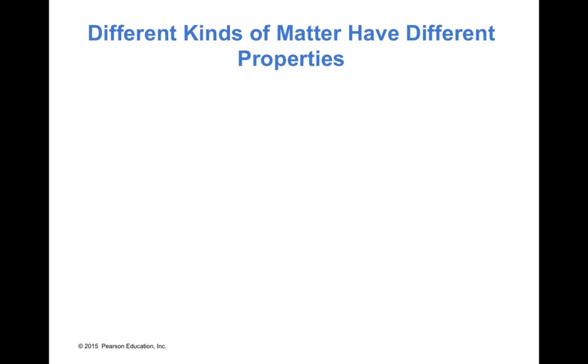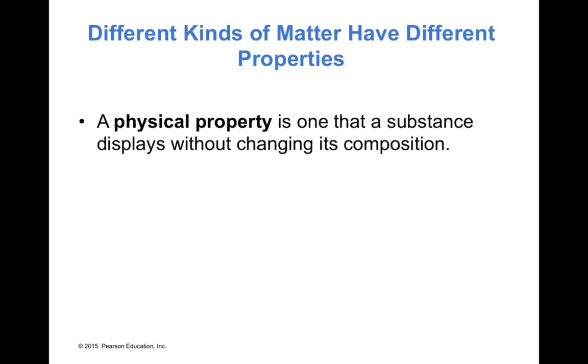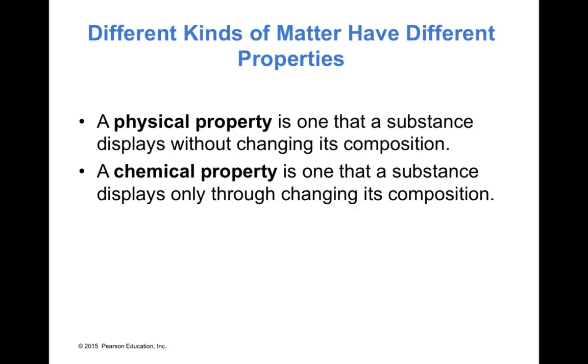So far, we have learned that we have different types of matter. In the same way, each matter has specific properties. One of them is called the physical property, which is the one that a substance displays without changing its composition. The other is known as a chemical property, which is the one that a substance displays only through changing its composition.